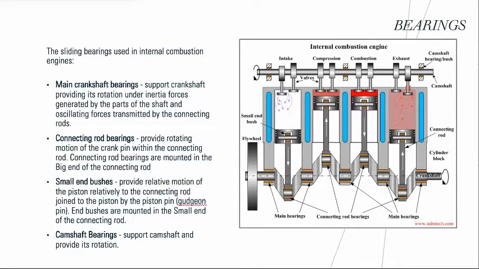Small end bushes provide relative motion of the piston relative to the connecting rod joined to the piston by the piston pin, or we call it the gudgeon pin. The small end bushes are mounted in the small end of the connecting rod, and they are cyclically loaded by the piston pushed by the alternating pressure of the combustion gases. And the last one is the camshaft bearings, which support the camshaft and provide its rotation.